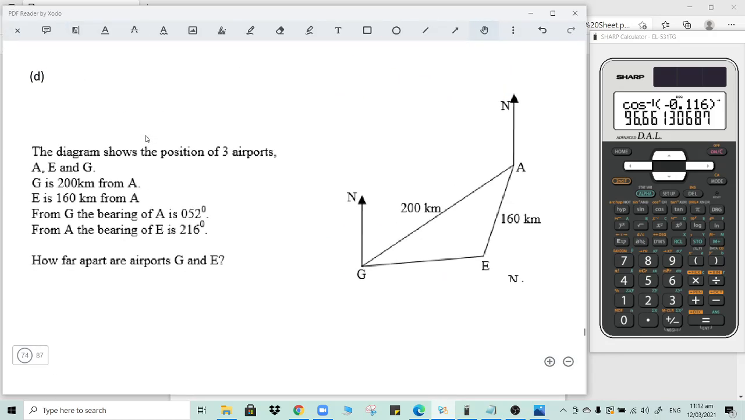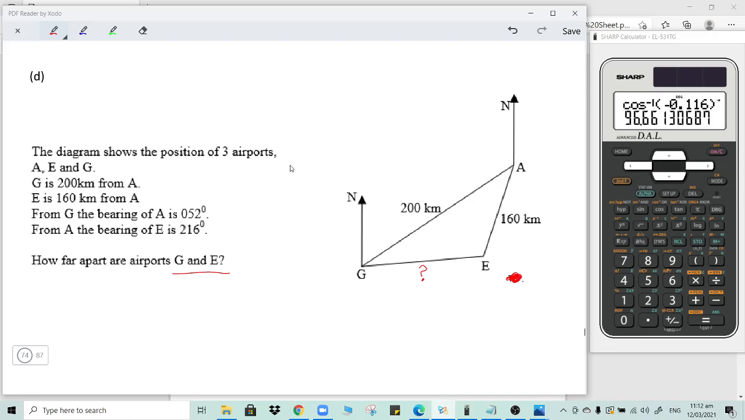Great. Oh, here we have a bearings question. So I really hoped you watched the bearings video and made proper notes. In this question, we're going to try to find how far apart G and E are. G and E. Oh, that's this here. Don't worry about that letter N there. So we have G and E.